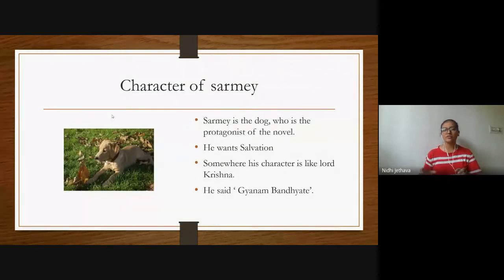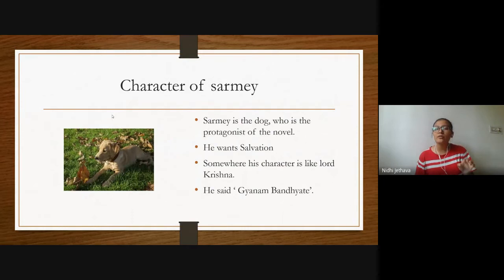While in the character sketch of Sarmi, he is a dog, but also the protagonist of the novel. But when we analyze the character of Sarmi, we find that he is more intellectual than the human being. His thought, his living style, his philosophy of life is totally different. He taught us the meaning of life, he gave the urge to live life, and we can say that the character of Sarmi is like the character of Shri Krishna.